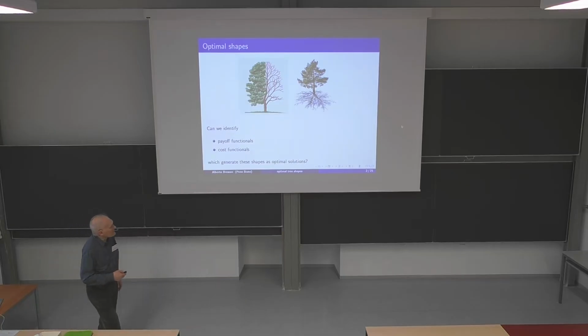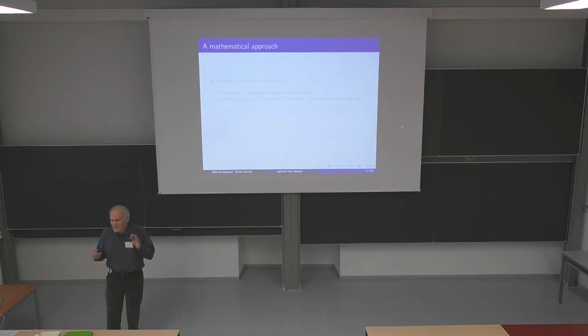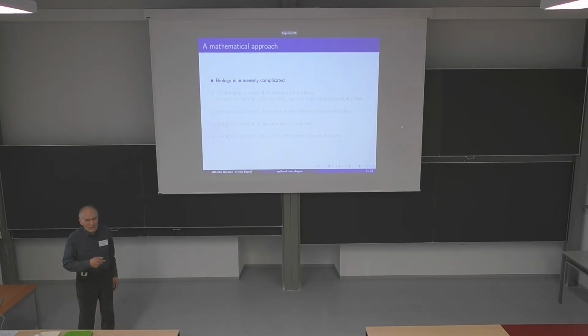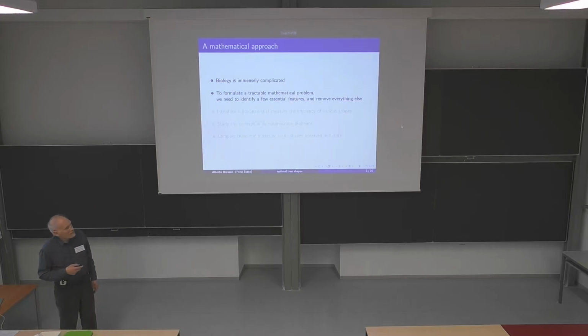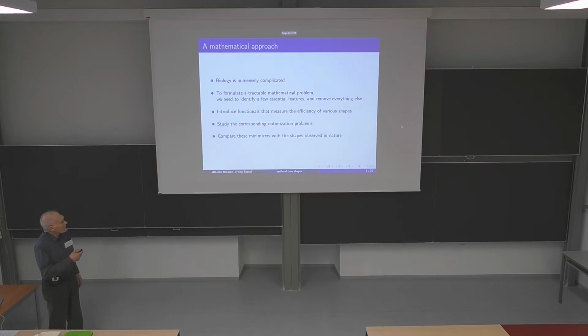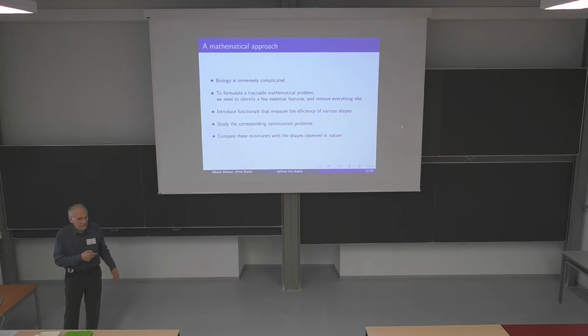Okay, so let me start with some obvious remarks. First, biology is immensely complicated. So to formulate a tractable mathematical problem, we need to identify a few essential features and remove everything else. What we want to do is introduce functionals that measure the efficiency of various shapes, study the corresponding optimization problems, and then eventually compare these minimizers with shapes observed in nature.